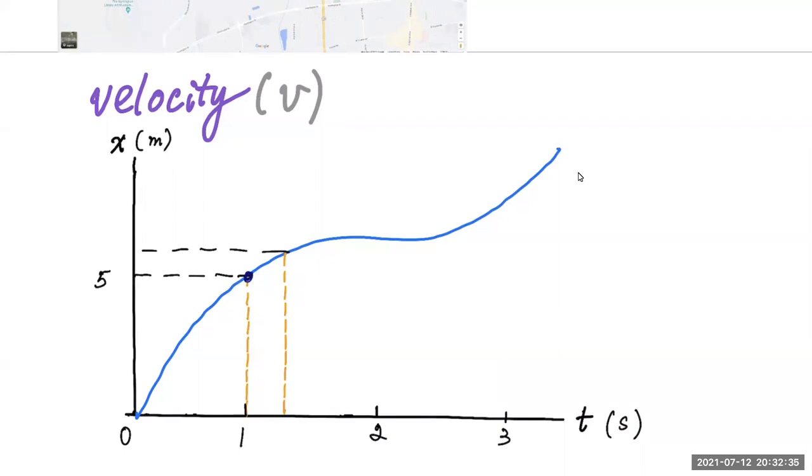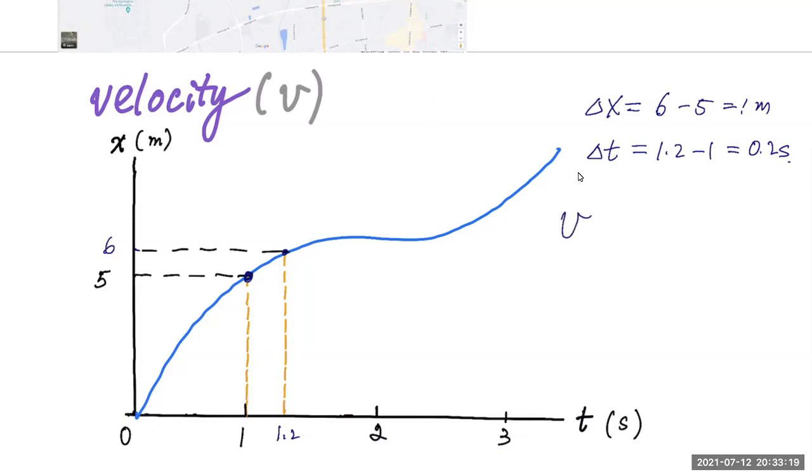And then 1.2 seconds later, let's say this is 1.2 seconds, you have arrived at a new point, which is 6 meters away from the origin. So you've moved by delta x, which is equal to final position minus initial position, that's 6 minus 5, and that is 1 meter. Whereas the time interval for that to happen, delta t, is 1.2 minus 1, and that is 0.2 seconds. So you move by a meter in 0.2 seconds. How fast did you move during that 0.2 second interval? That is the velocity.